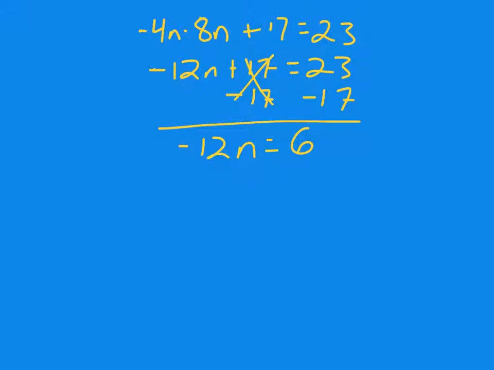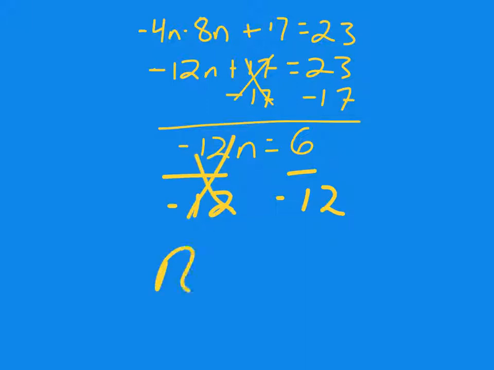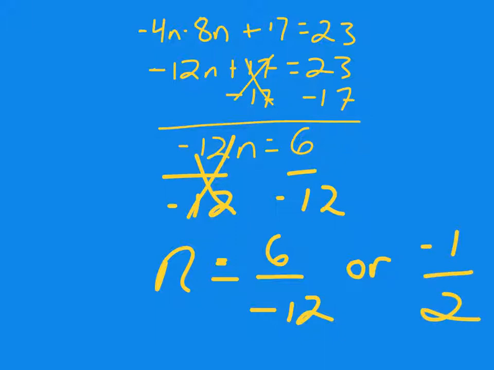Okay, one more step here. All I have to do is divide by -12 on both sides. It cancels out, and you're left with n equals 6 over -12, and that can be simplified down to -1/2. So you should have gotten n equals -1/2 for the correct answer for number 3 of the on your own.